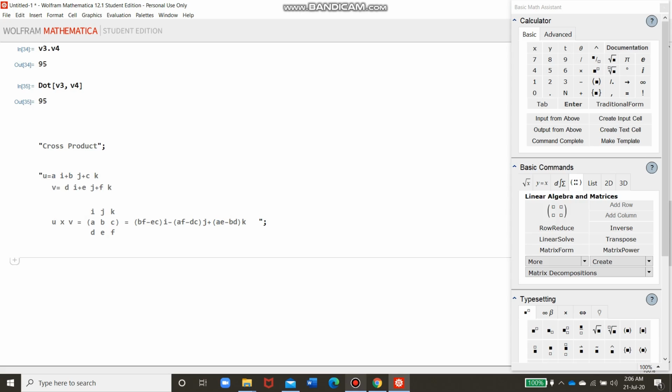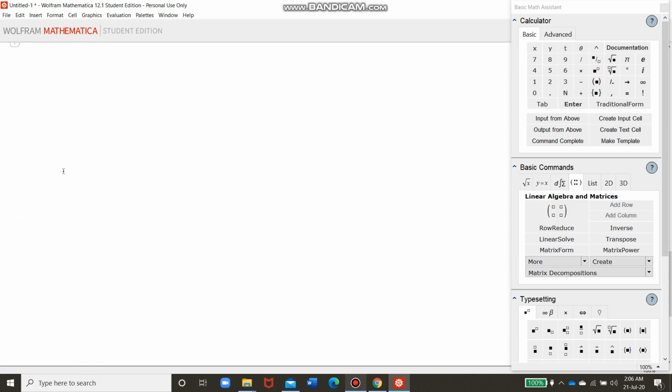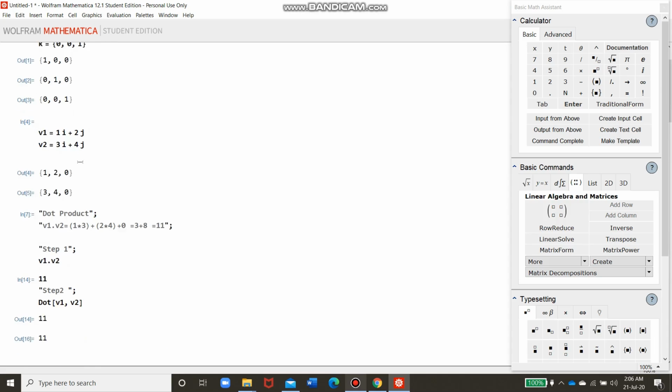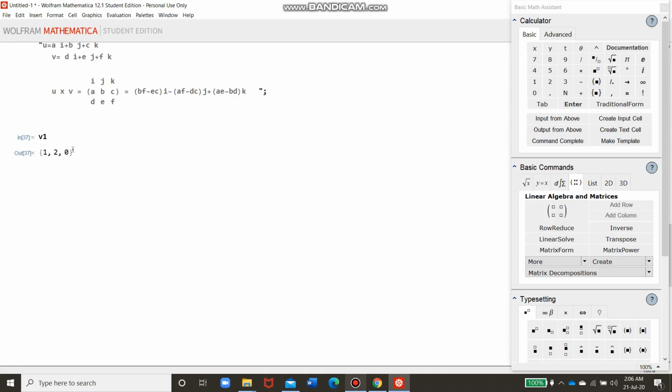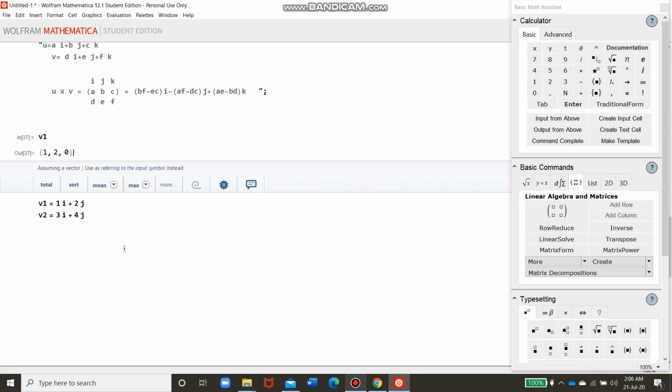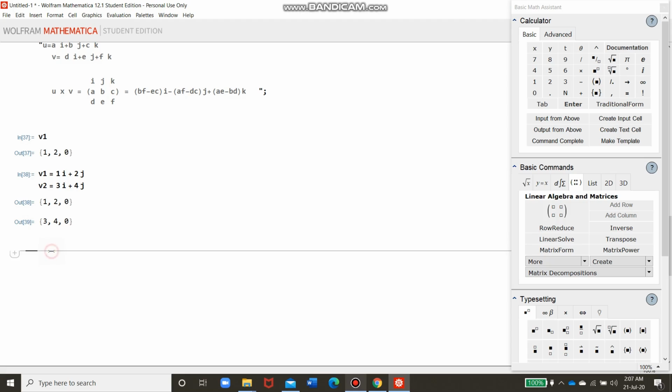In order to keep this formula in mind, I'm going to write two equations. For example, let's take this v1 and v2 equation. So let's take v1, that is 1 comma 2 comma 0, that is over here. I'll just copy it just for our understanding. So v1 is 1i plus 2j, and v2 is 3i plus 4j. So I press shift enter. That's my equation. So how do we do cross products?